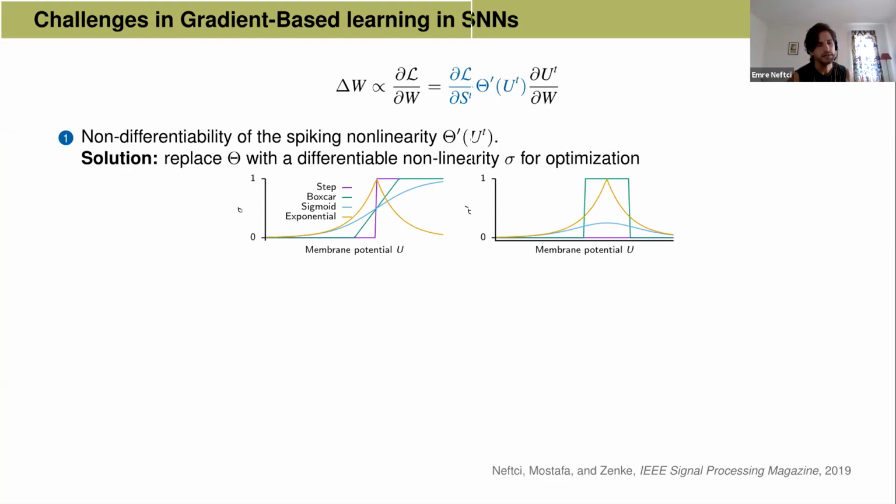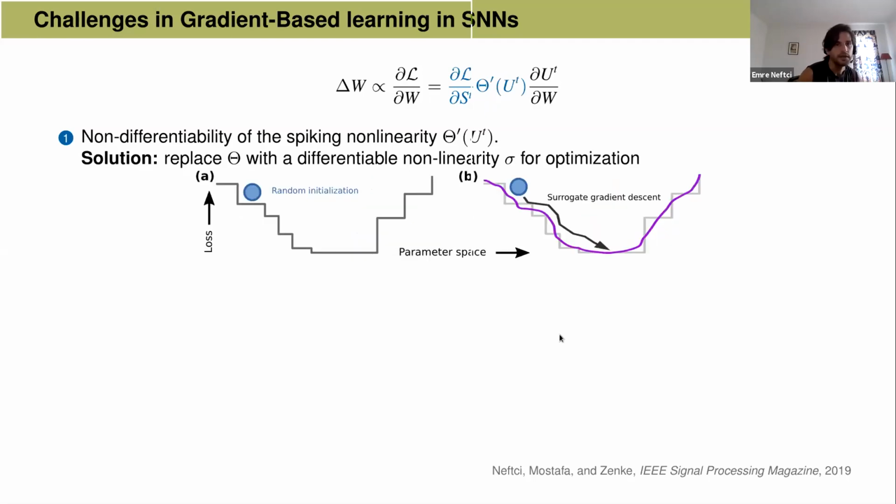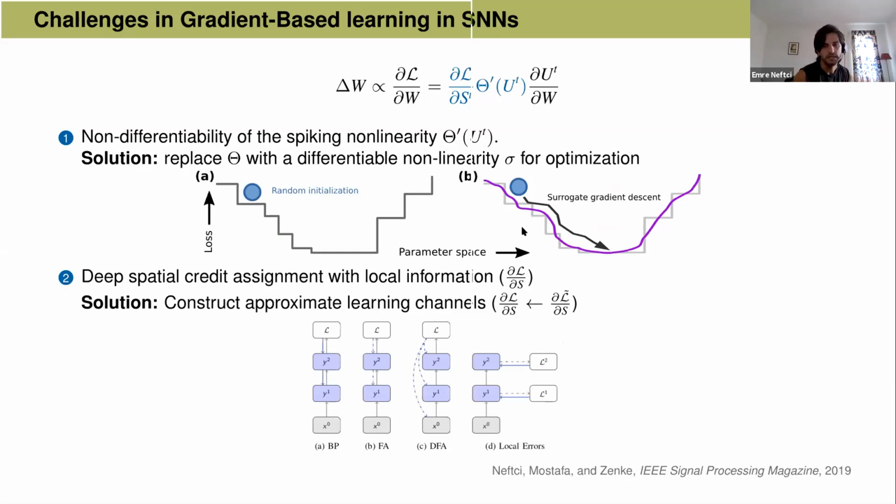Some of the challenges are that if we're doing gradient descent, then we need those functions to be differentiable. One way to overcome this is to use smooth functions in the optimization. Another problem is the spatial credit assignment. We need to somehow backpropagate the errors. That's the job of backpropagation. But we can also achieve this using local errors, which bears some resemblance to what Wolfgang was explaining earlier today. And finally, also temporal credit assignment.